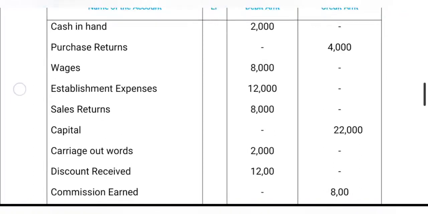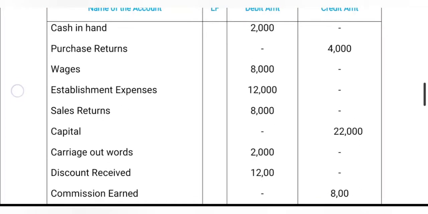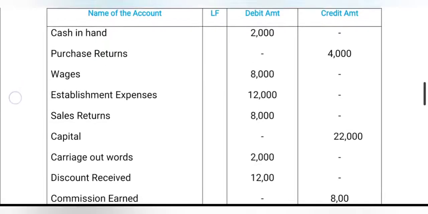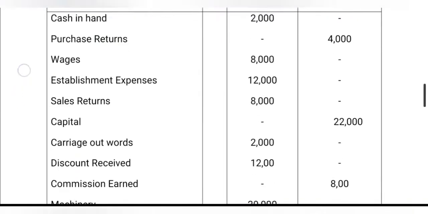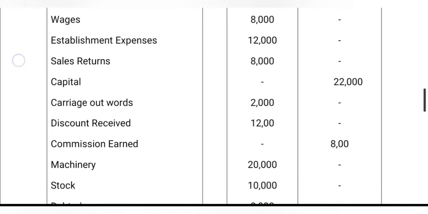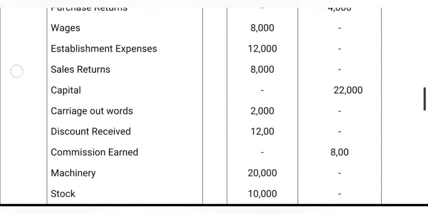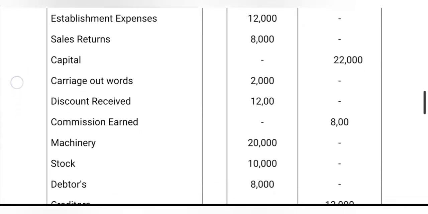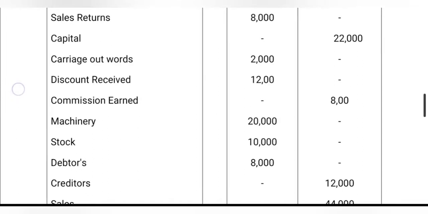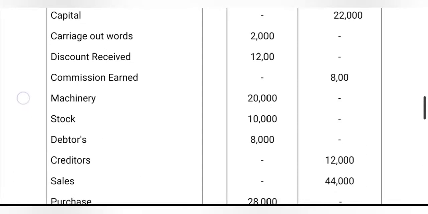Purchase returns, it is related to the credit amount. That's the reason we credit it or deduct it from the purchase. Here wages is an expenditure. It is debited to the trial balance. Establishment expenses is also an expenditure. We debit it to the trial balance. Then sales return is deducted from sales, or it is debited to the trial balance. Capital we already know is the credit side of the trial balance.